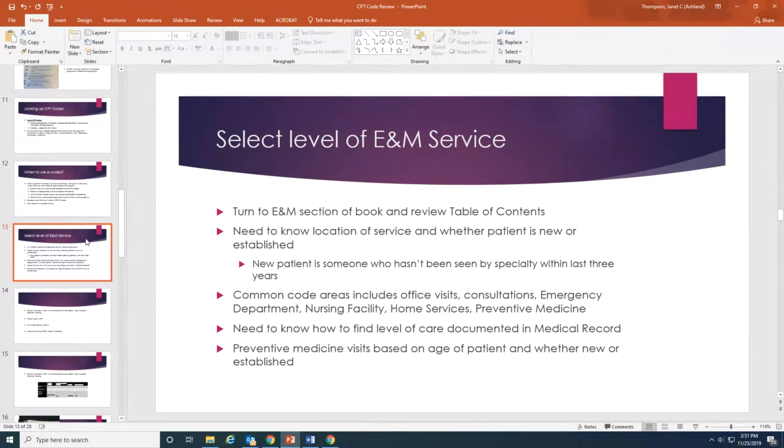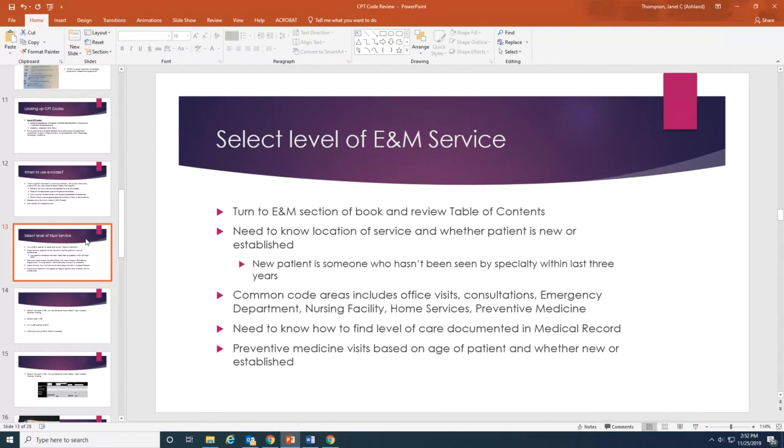You can start with the table of contents. That's what we did in our E&M review lecture in class. You need to know the location of the service. Was it at home? Was it at the office? Was it at the emergency room? Was it a consultation? Is it a preventive medicine visit? Is it a nursing home? Is it the doctor visiting a patient that's in the hospital? So you need to know the location of the service and whether the patient is new or established.